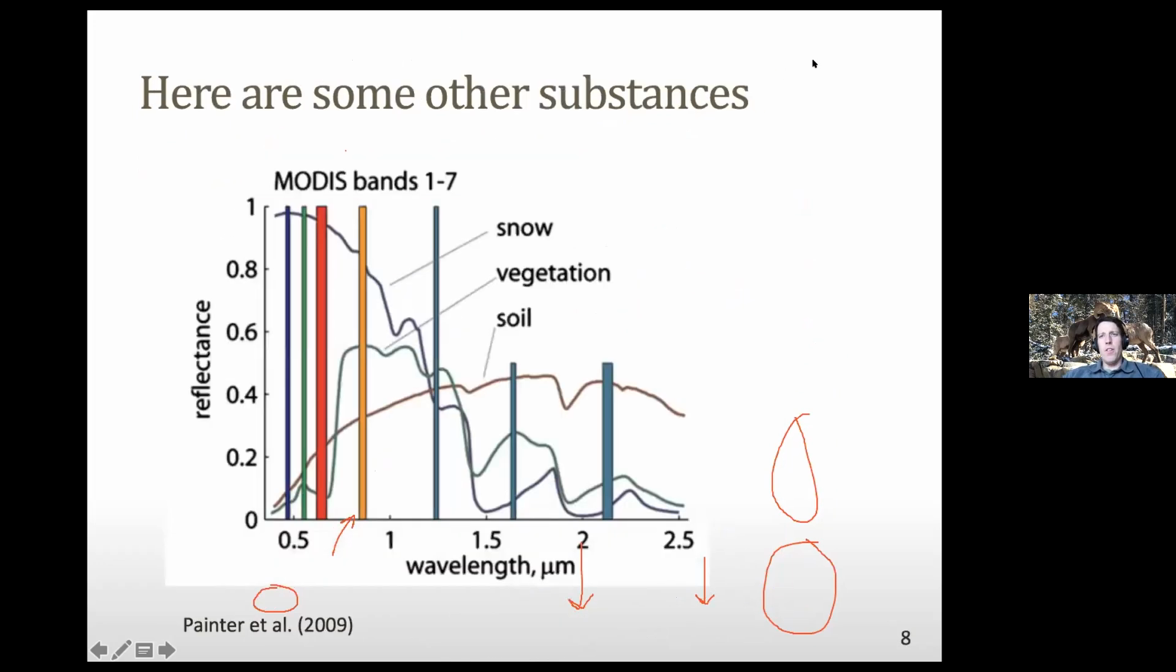So here are some other substances, just so that, oh, let me turn off my annotations here.